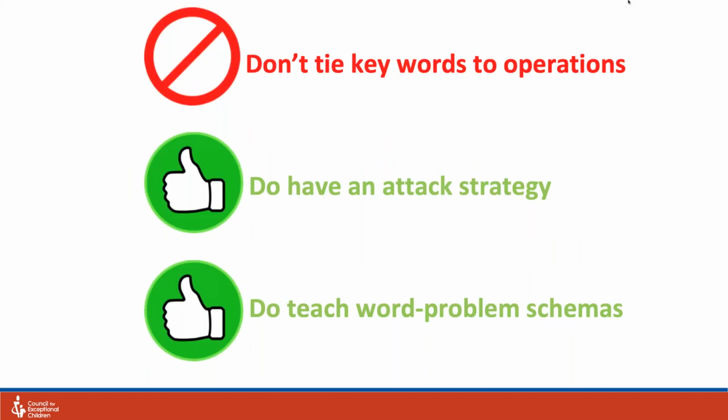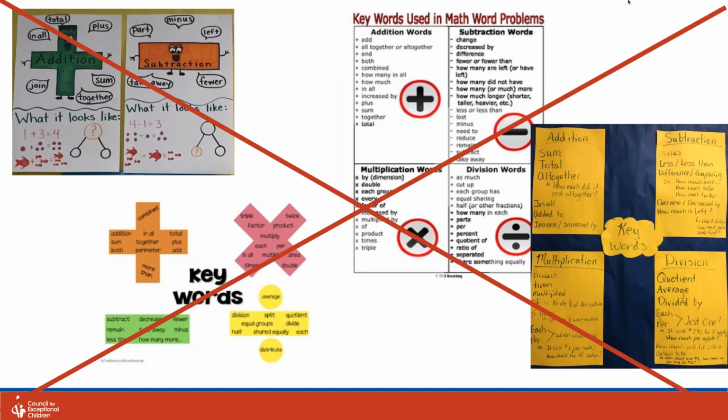And so 3 things I'd like you to remember about word problem solving is that we don't want to teach word problem solving using keywords tied to operations. I'll give an example of why that's inefficient in just a minute. But instead, we want to teach students to have an attack strategy and to focus on understanding the word problem schemas. And both of those things that are in green have a very strong evidence base in both general education and special education. So this keywords thing, notice how I put an X across this.